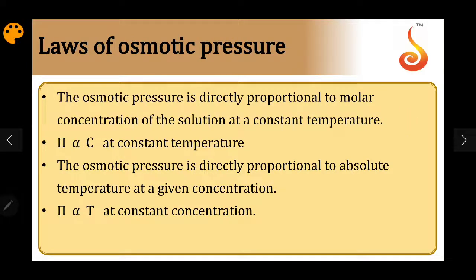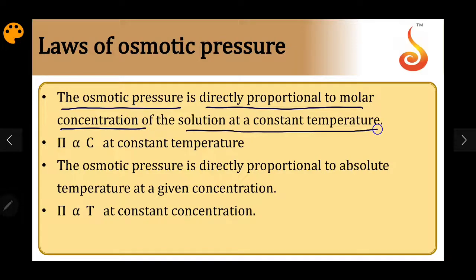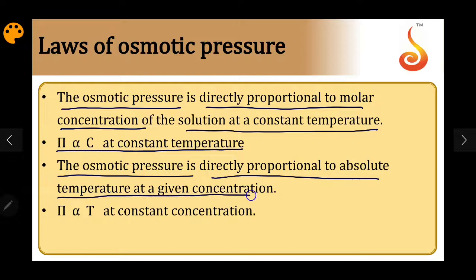Laws of osmotic pressure. According to the laws, the osmotic pressure of a solution is directly proportional to the molar concentration of the solution at constant temperature. This is called Van 't Hoff-Boyle's law. So pi is proportional to C at constant temperature. Since C is inversely proportional to volume, I can say pi is inversely proportional to volume. It is similar to Boyle's law, so it is called Van 't Hoff-Boyle's law. The osmotic pressure is directly proportional to absolute temperature at a given concentration. If C is constant, then pi is proportional to T. Similar to Charles' law, it is called Van 't Hoff-Charles law.